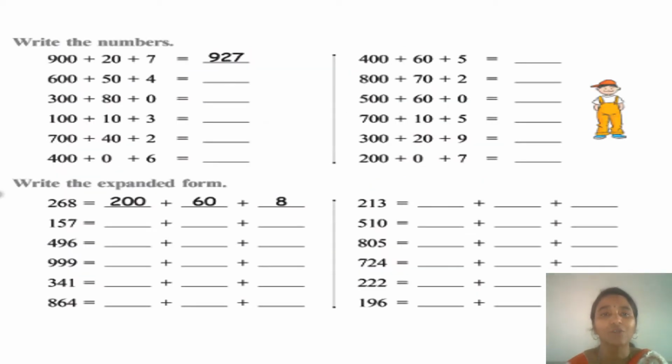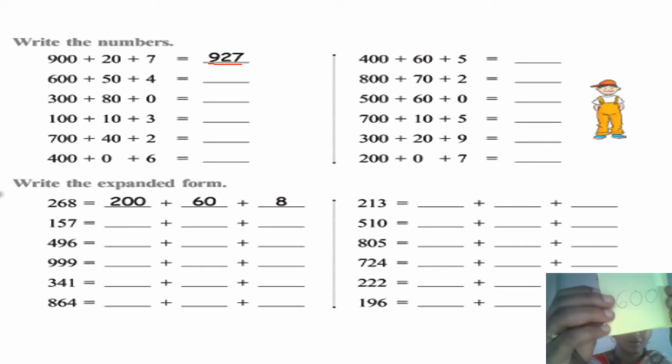Now we have to write the standard form of numbers for the given expanded form. What is the first one? 900 plus 20 plus 7, and the standard form is 927. Now let me show you a simple example. 600 plus 10 plus 1. What is the standard form of this number? It is 611, right?